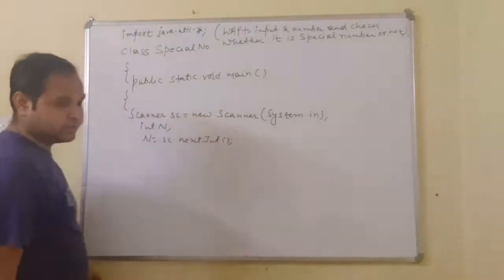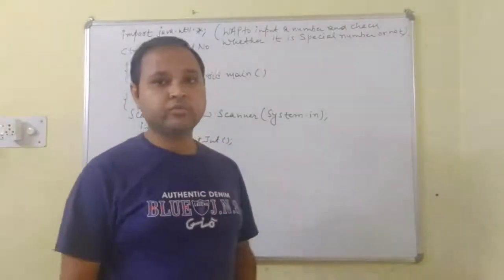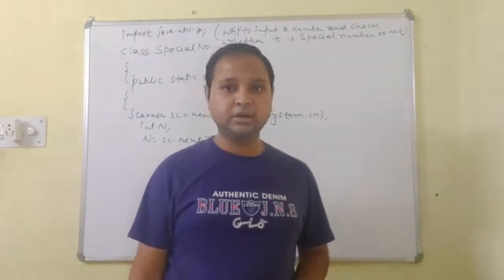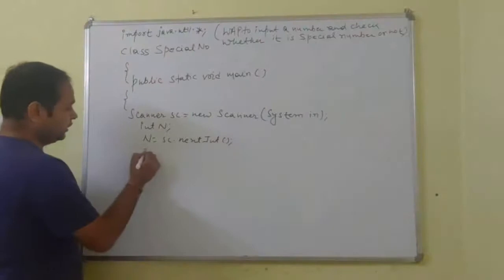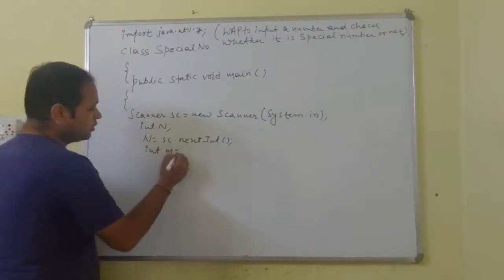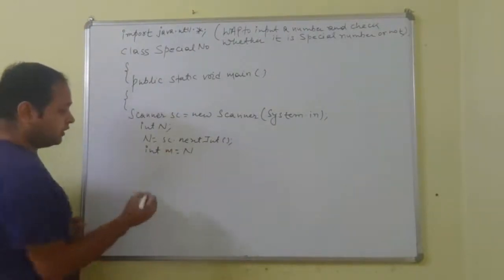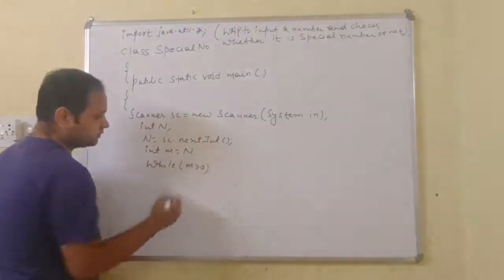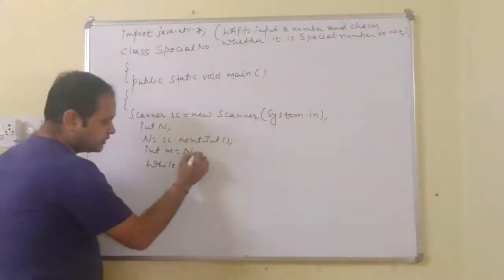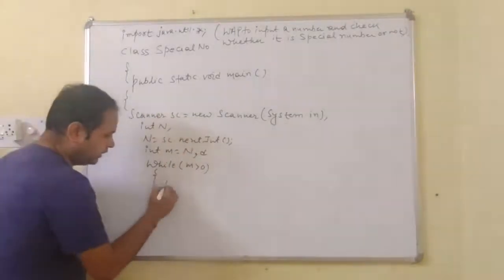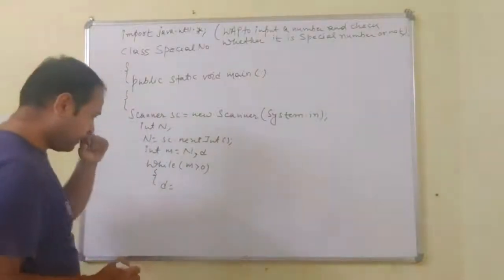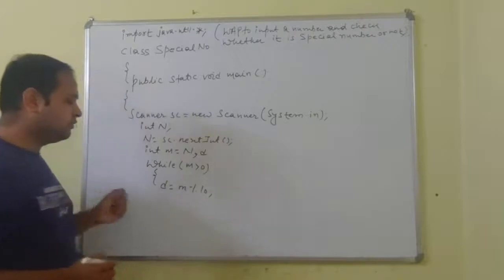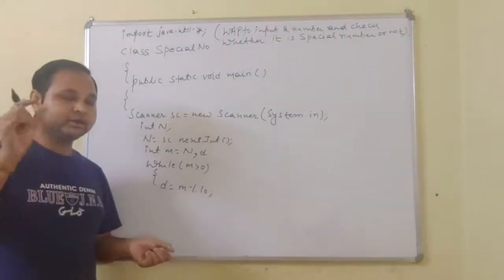Okay. Now for a special number, what you first need to do is to extract the digits. That means you first copy the number into another variable. So I take a variable int m equals n. Now I write a loop, while m greater than 0. Now to extract the digit, I take the variable d. So I write d equals m modulus 10. The digit obtained in d will be the digit from that number.